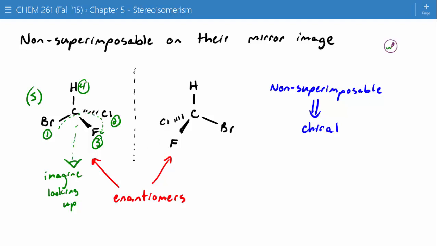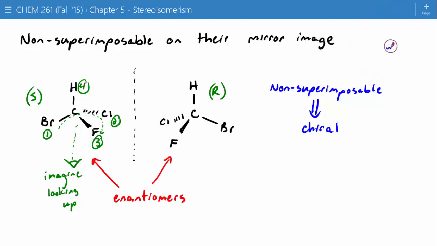Okay. What's the R or S designation for its enantiomer? So now we can go underneath and we can look at it and we can say, all right, bromine's up, we're going over to chlorine, and then back around to fluorine, so now we're going clockwise to the right. So the enantiomer is going to be R. Enantiomers are basically the same molecule, but the stereocenter has been flipped from R to S or S to R. That's one of the easiest ways to spot enantiomers.